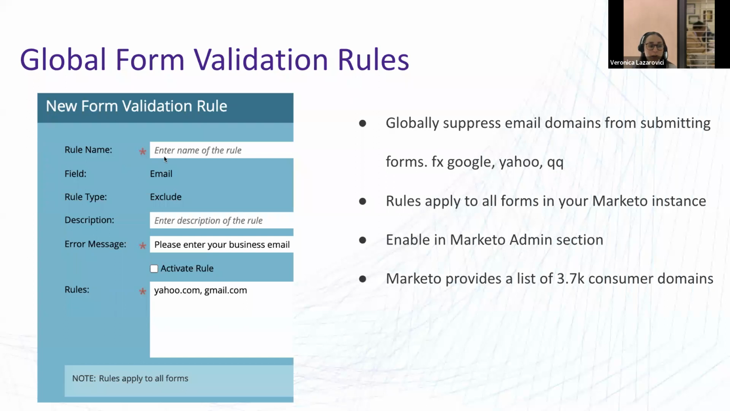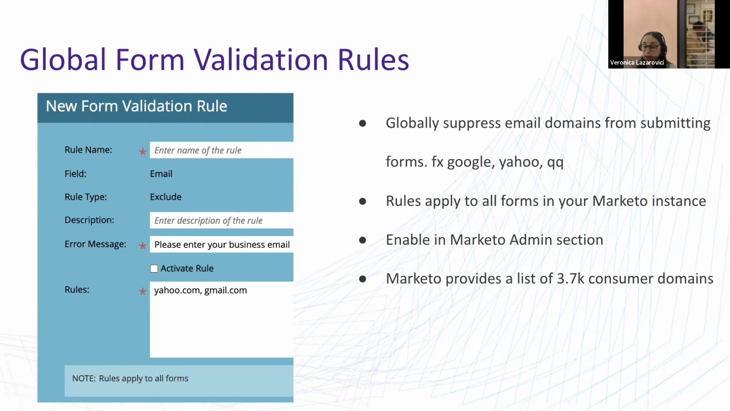You will give it a name. This is based on the email field for now, and this is locked. It works by exclusion, so you have to define which domains you want to exclude, and then you type those domains separated by a comma in the rules box. You can also define the error message that will be displayed on your form when a user inputs this kind of email address. They will be shown an error and will not be able to submit the form. And when you're ready, you just have to activate it here. It's super simple.